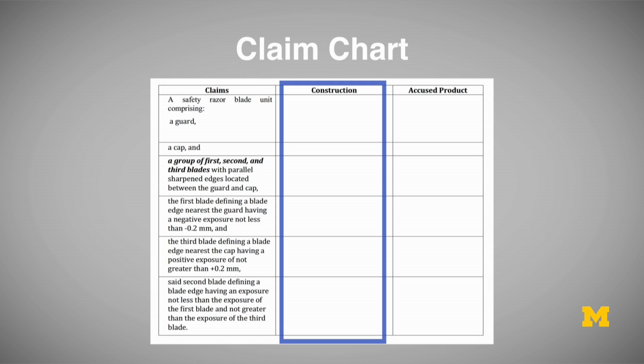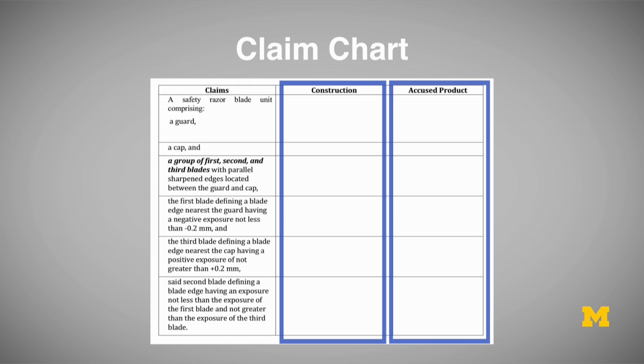Then you're going to go and apply those claim limitations as construed to the accused product. So let's say you're offering to sell a new razor. For example, the razor that was offered by Energizer Holdings with 4 blades in parallel shape. You're going to go through and say, do you have a guard? Do you have a cap? Do you have a group of first, second, and third blades? And then do you have this particular geometry that's required by this claim?